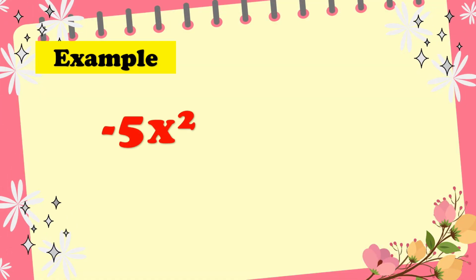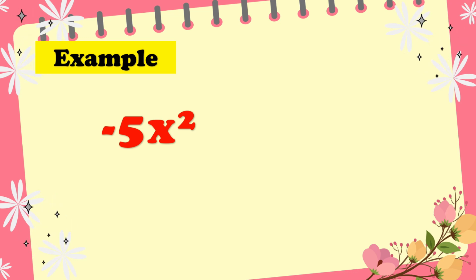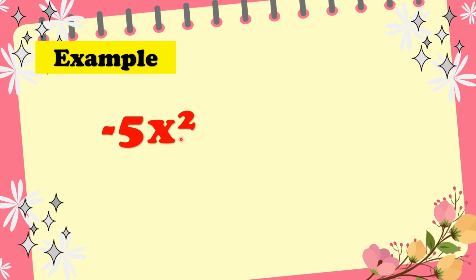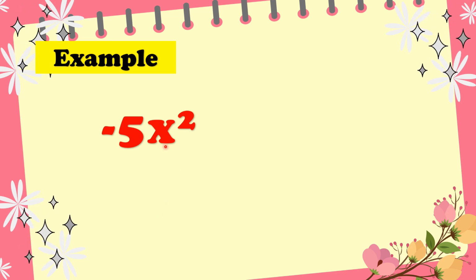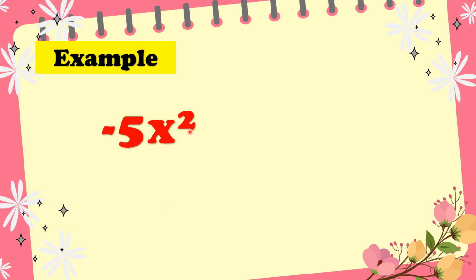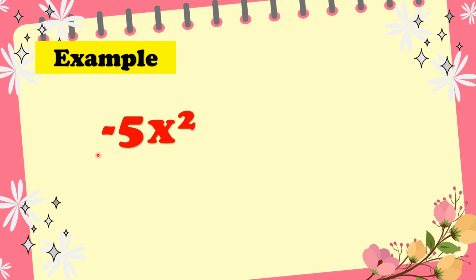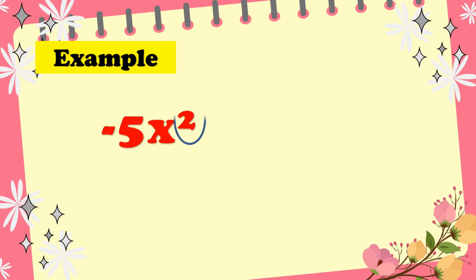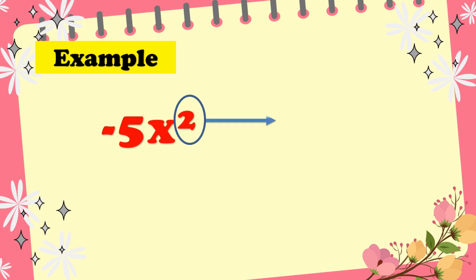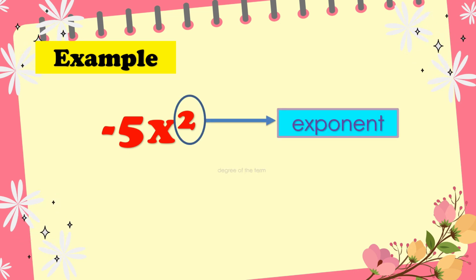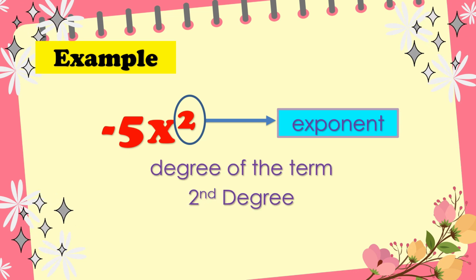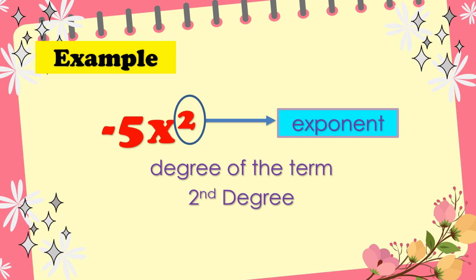In this example, negative 5x squared. So, titingnan lang natin kung ano yung exponent ng variable natin. So, kung ano yung exponent ng variable natin, dito sa term na to, yun yung magiging degree ng ating term. So, 2 ang exponent natin. And the degree of the term is on the second degree.